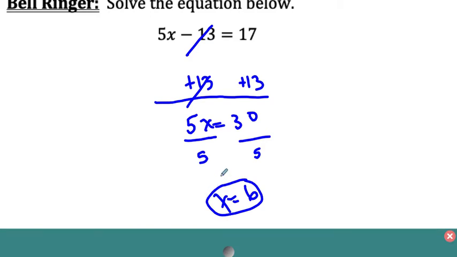And again, we can always take this 6 and plug it back in up here for x, and show that it does equal, both sides should be equal if we do that. So, you can do that to double check your answer.